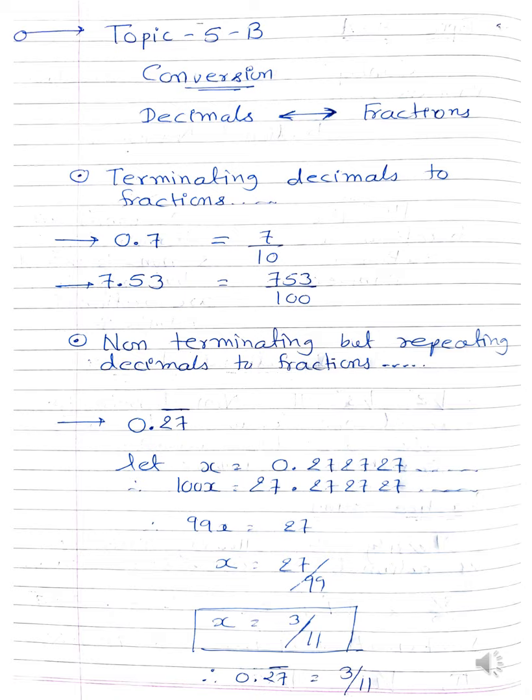Now we need to subtract equation number 1 from equation number 2. We get 99x equals 27. So can I write x equals 27 by 99 by using the transposition rules? Now by simplifying it further, I get the value of x equals 3 by 11. What was x? We assumed x in place of 0.27 bar. So actually 0.27 bar equals 3 by 11. 3 by 11 is the fractional form of 0.27 bar, which was the decimal form.